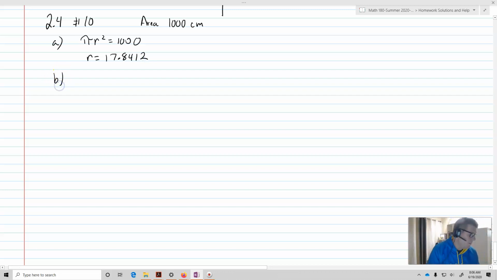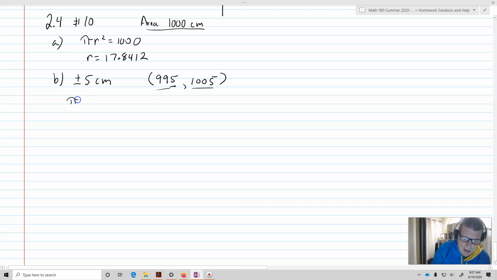Now for B, B says if the machinist is allowed an error tolerance of plus or minus 5 centimeters squared in the area of the disk, how close to the ideal radius in part A must the machinist control the radius? So the idea here is that the area is going to be plus or minus 5, which means the area can be between 995 and 1,005. So that's its error tolerance. And so what we need to do is figure out what are the radiuses that go along with 995 and 1005.